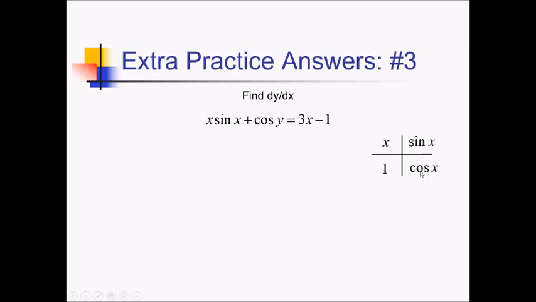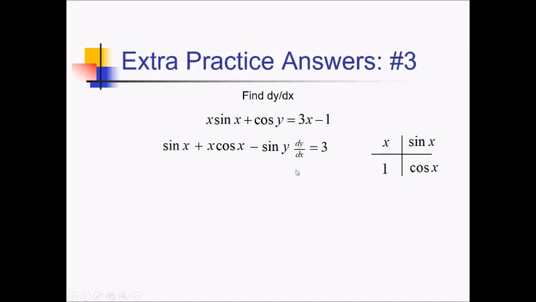Using the ribbon to multiply that out, we've got 1 times sine of x, so just sine of x, plus x cosine of x. And now we move on to the cosine of y. Derivative of that is going to be negative sine of y times dy over dx, because again, y is its own function of x. So we have to use the chain rule. And then that's going to equal the derivative of 3x minus 1, which is 3.